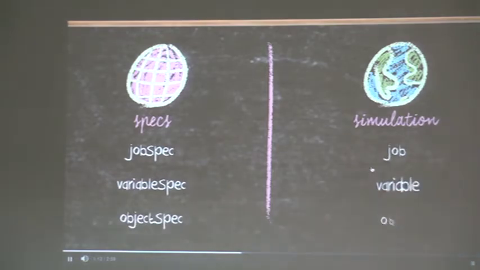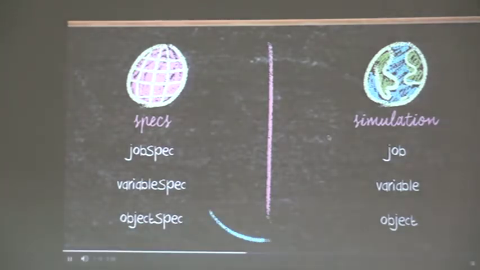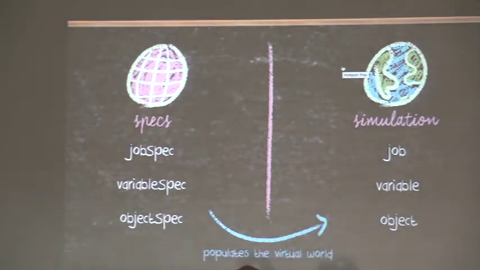So in general, you have here things that are specs: the specification of a job, the specification of a variable, or the specification of some other actor in the simulation. And then you have the real thing that will exist in the virtual world. So at the very beginning, when you start the simulation, these definitions or specifications populate the virtual world, creating the objects that represent them according to the definitions.